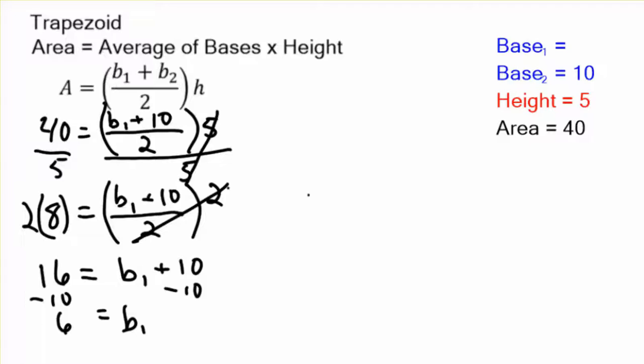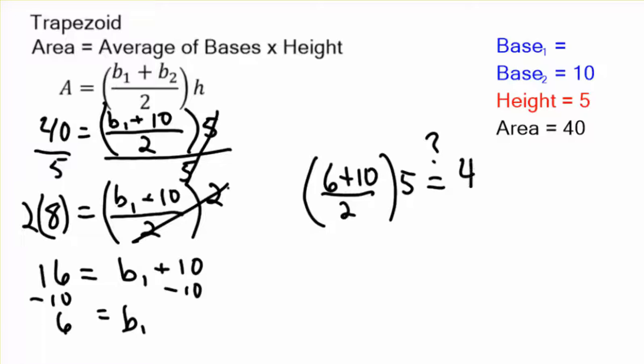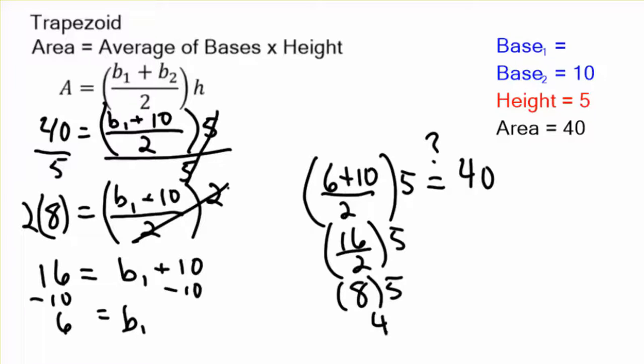Let's just plug it in really quickly just to make sure we're okay. Let's rewrite our formula. Is this going to equal 40? 6 plus the 10, divided by 2, times 5. Is that going to equal our 40? Well, let's go ahead and work from the inside out. Parentheses first, 16 divided by 2 is 8. Multiply that times 5, that's 40. Good. 6 does work. That's our answer.